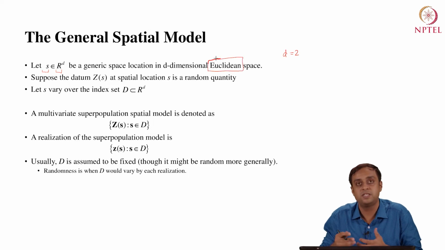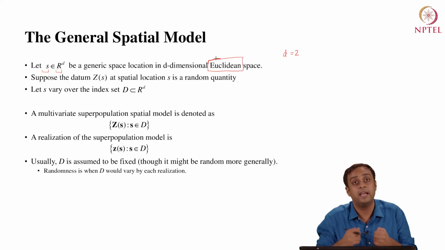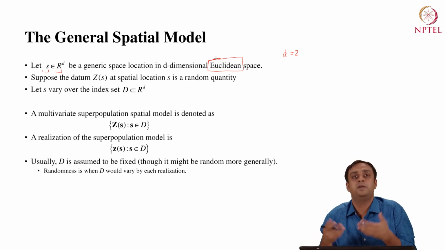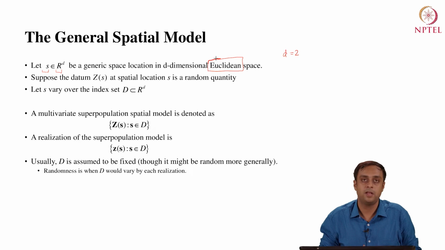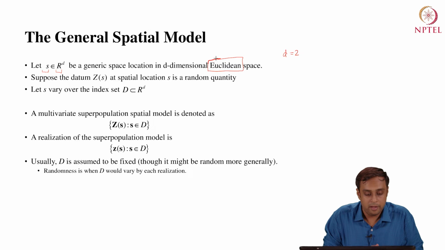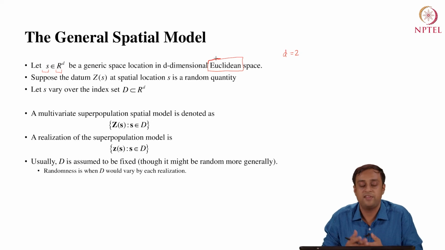So now when we specify or declare a Euclidean space, what we are also declaring is our method of measuring distance between 2 points, right? So we have said quite a bit in that one sentence, right? Now suppose the datum, which is the data point, Z at location S is a random quantity.